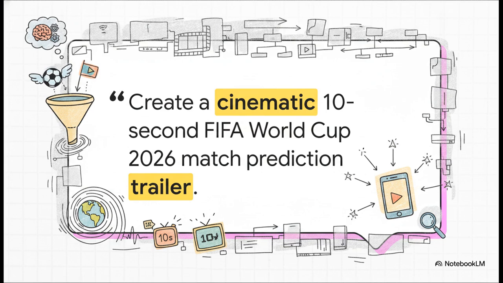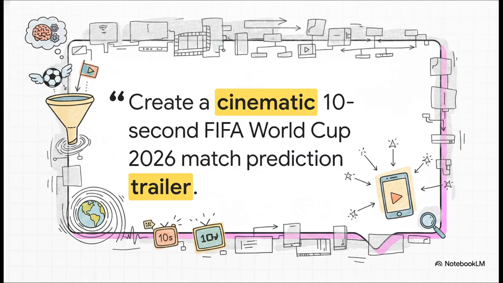Right, so look at this text. This isn't just some casual idea tossed around. It's a dense, highly specific blueprint. It reads, create a cinematic 10-second FIFA World Cup 2026 match prediction trailer. HDR lighting, viral football reel aesthetic. Exactly 10 seconds, 16:9. The creator is packing an almost impossible amount of sensory information into just a single paragraph here.